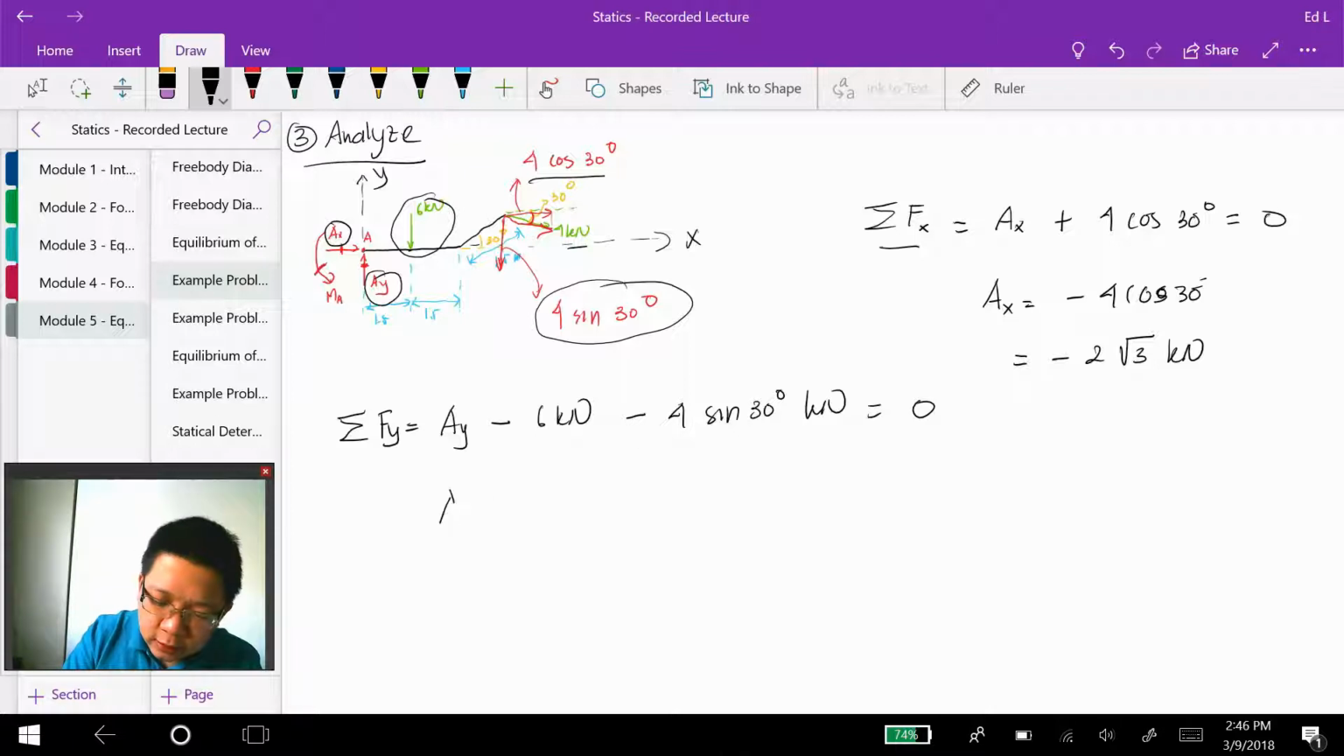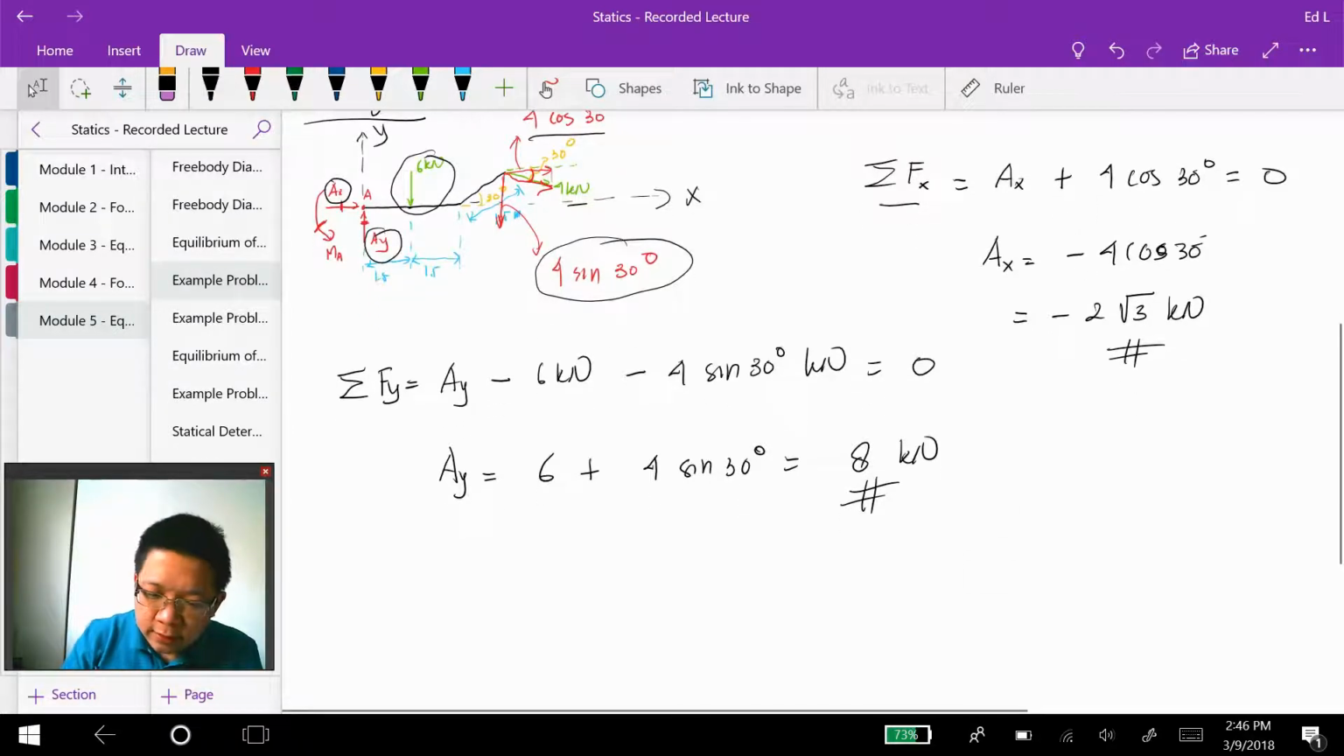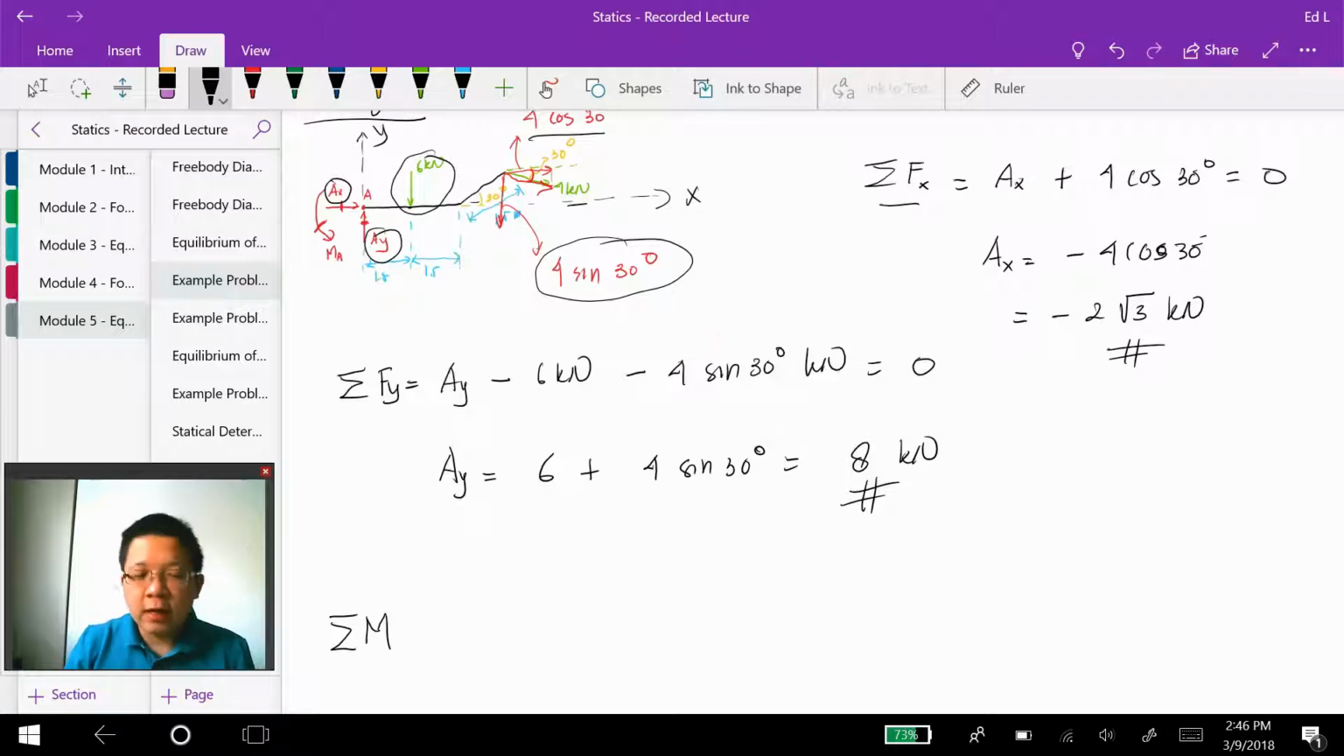So in here I obtained that my Ay is 6 plus 4 sine 30 degree, which is equal to 8 kilonewton. Okay, and the last equation that we can write is the sum of the moment. In here you can pick any point, but I would like to pick point A.